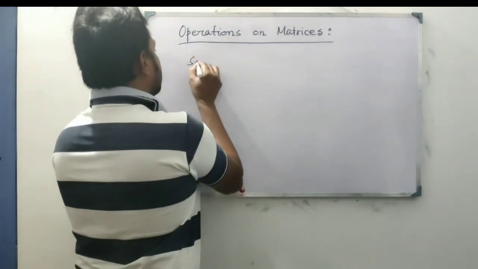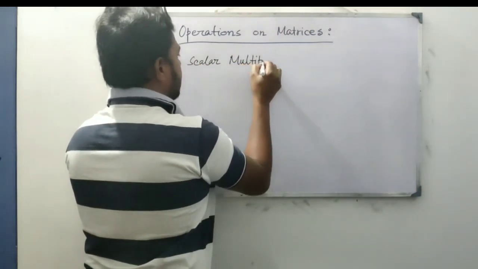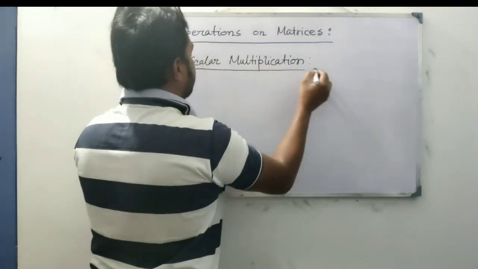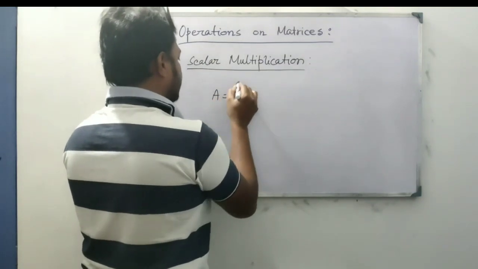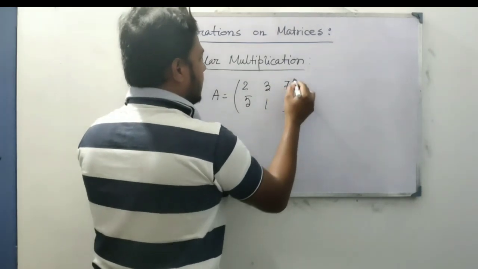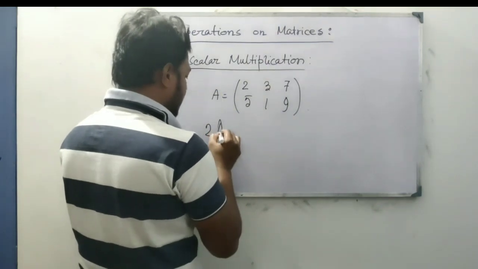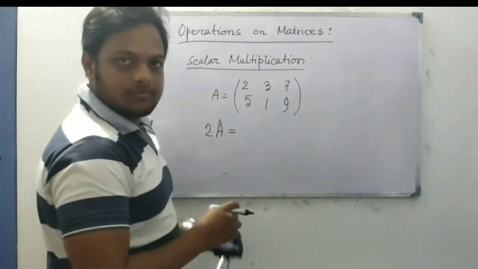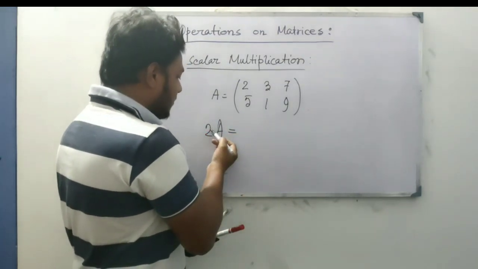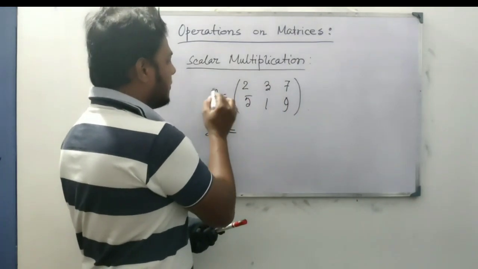So scalar multiplication means, suppose A is a matrix 2, 3, 5, 1, 7, 9. Suppose we are going to multiply 2 with the matrix A, then 2A equals what? 2A will be, obviously we have to multiply 2 with each and every entry of this matrix. 2 into A, that means we have to multiply 2 on both sides.